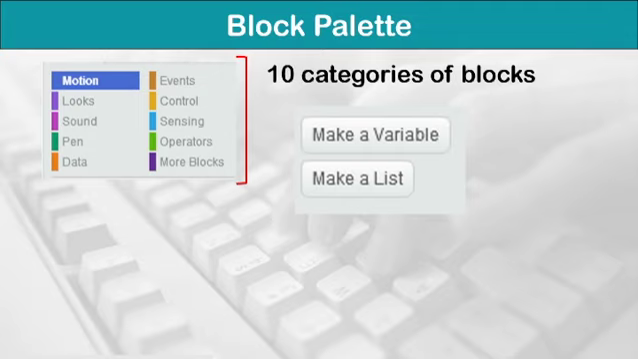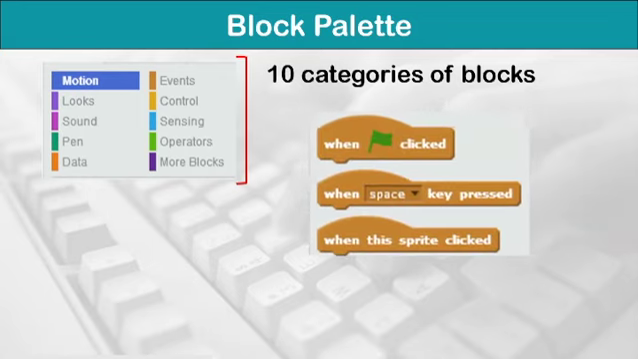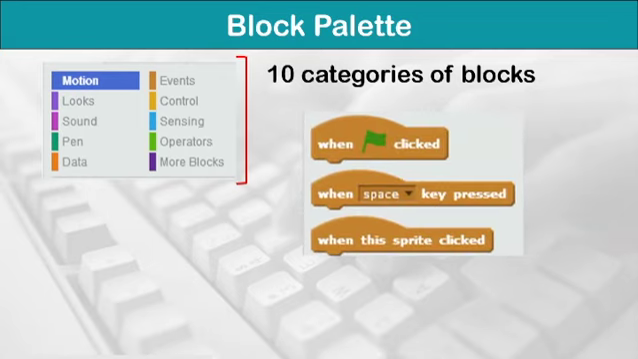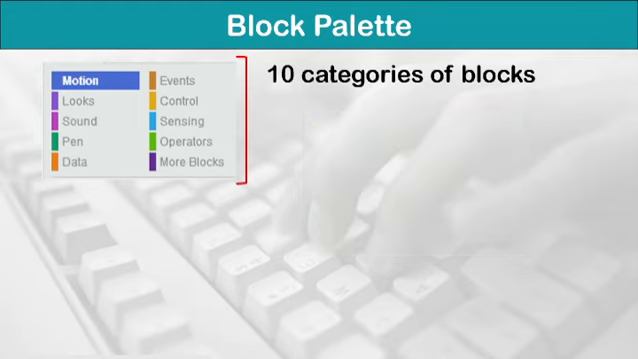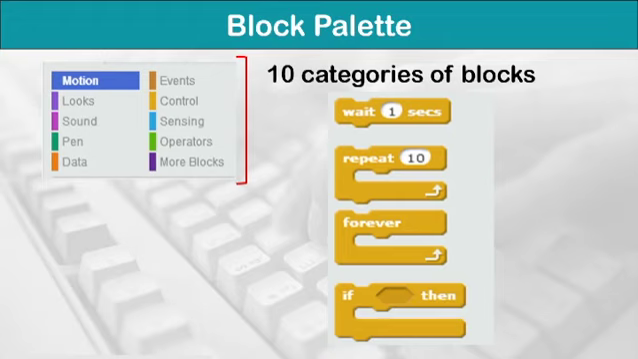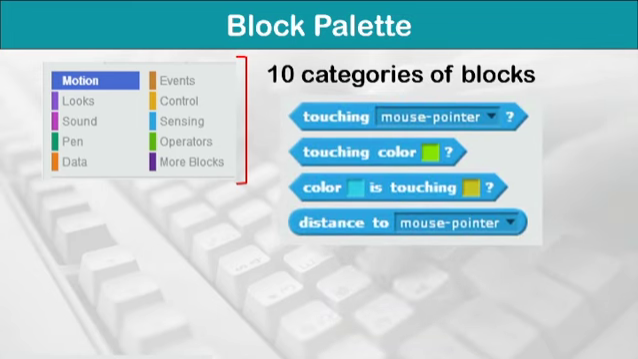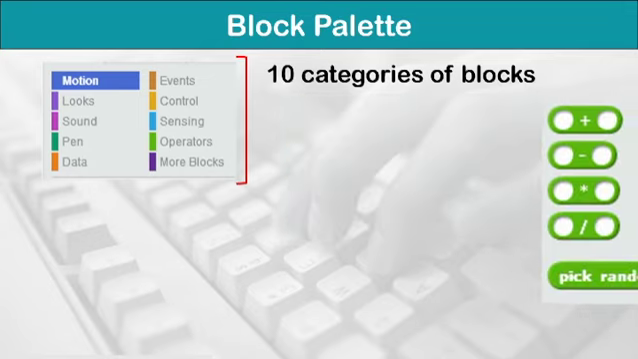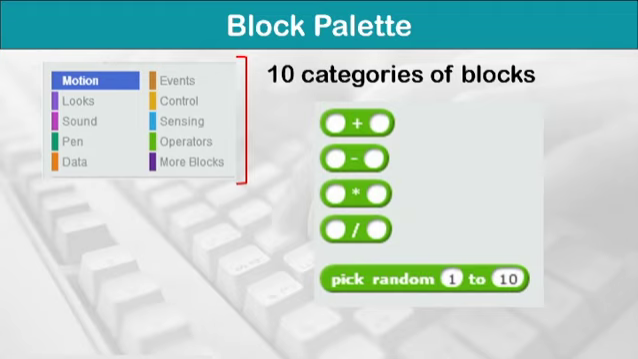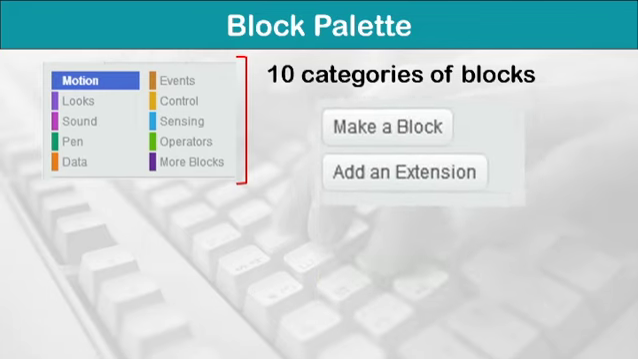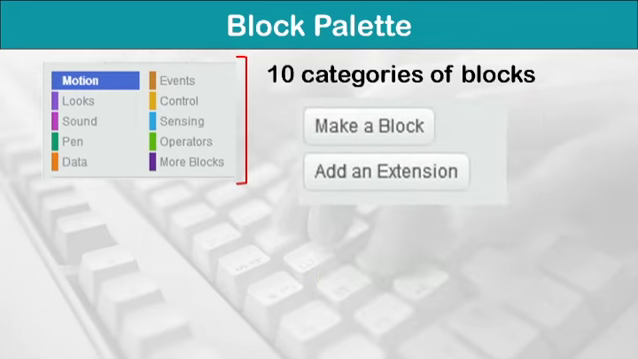Data blocks are used to create variable blocks. Events blocks trigger scripts to run. Control blocks control the running of the scripts. Sensing blocks detect different factors of a project. Operators blocks are used for maths equations. And more blocks allow to create new blocks.